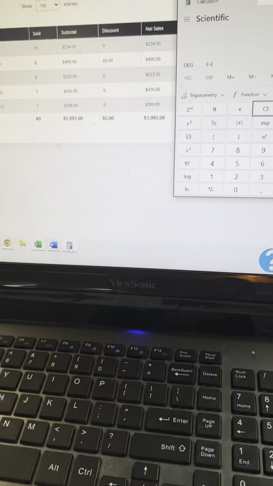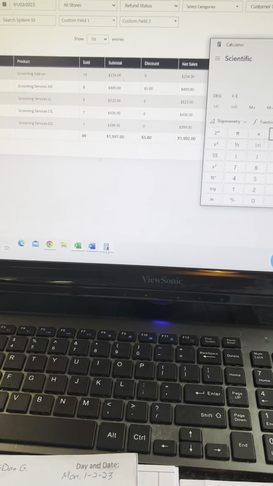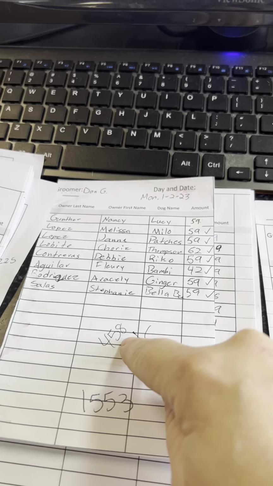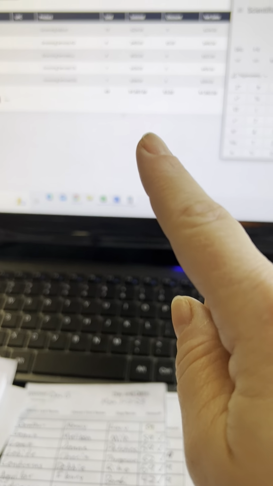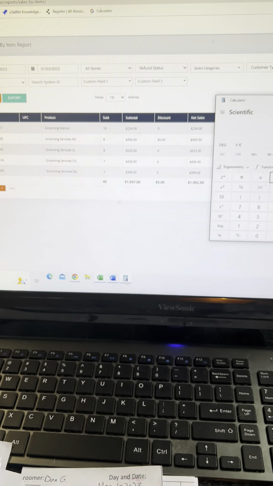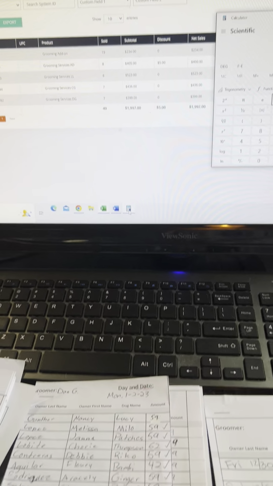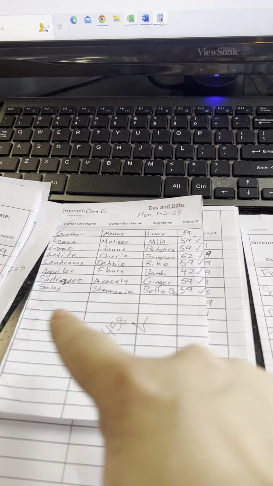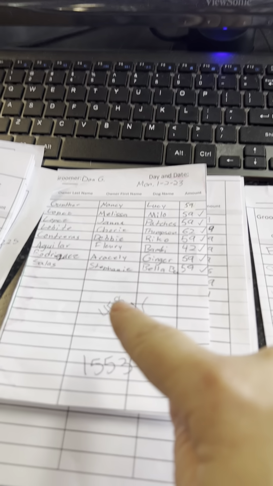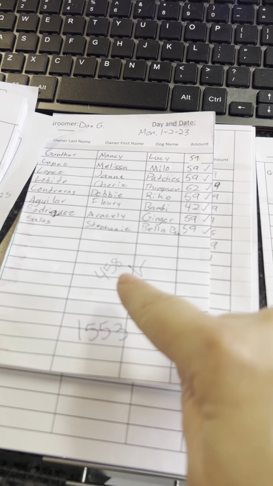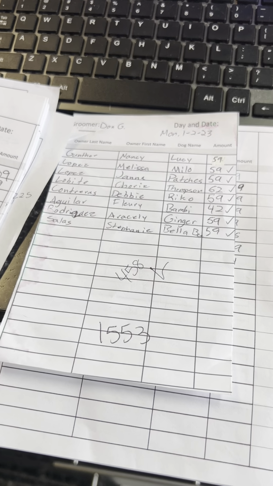So even though there was an error in the computer, it doesn't change anything in the money. And even though this total does not match what's in the computer, it does balance. And so I went ahead and put that check mark. I'm not going to put the different totals because it's irrelevant. I just need this total for Dan's grooming commissions.